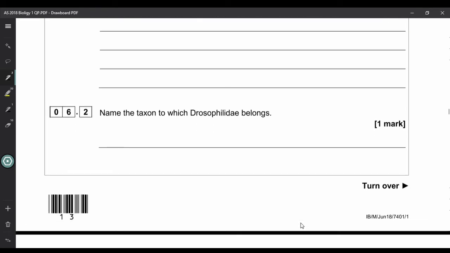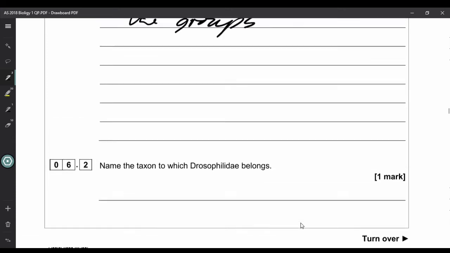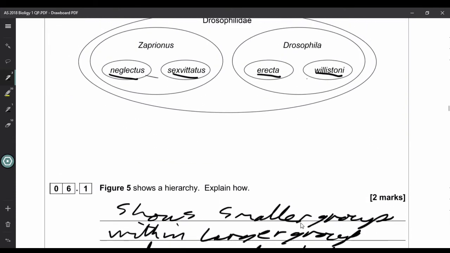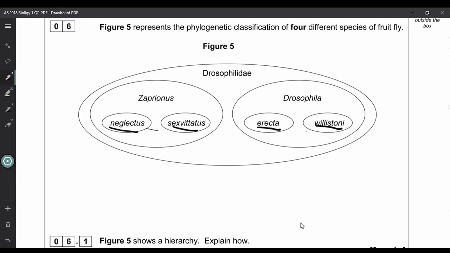So name the taxon for which this belongs. So again, what we've got to know is the difference between species, genus and family. So again, if we go up, if this is our species, because we've been told there's 4 different species, then this is our genus, so therefore this must be our family.